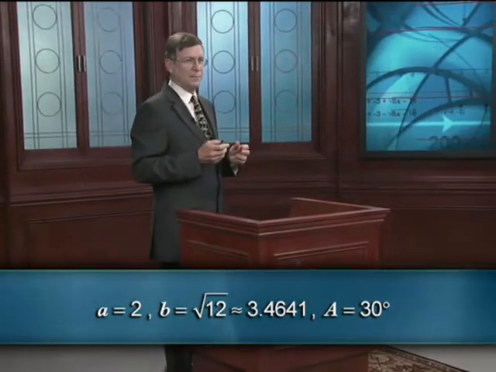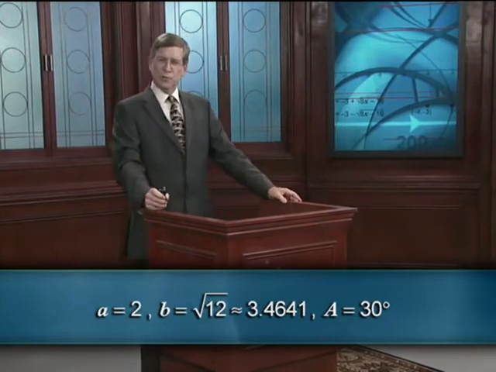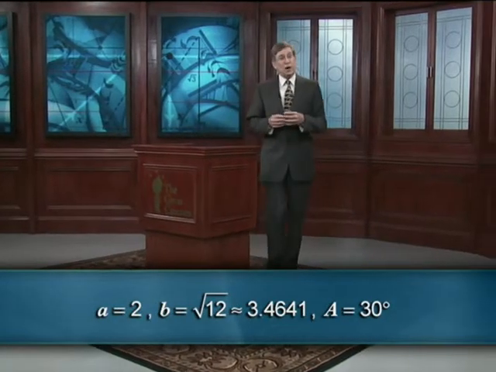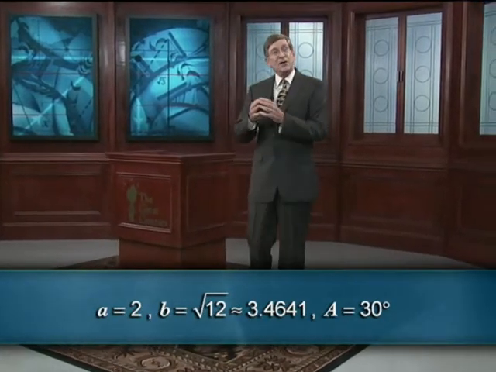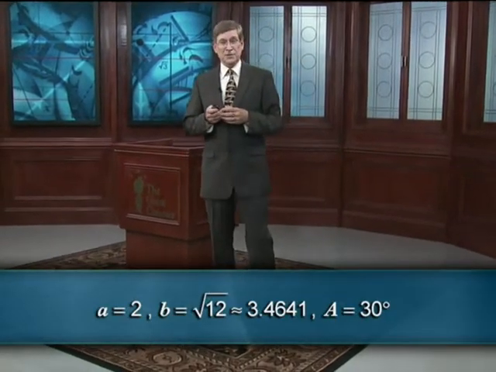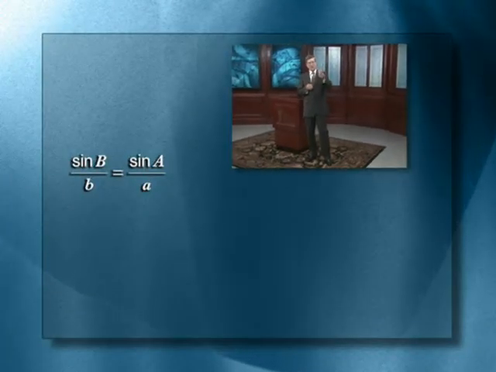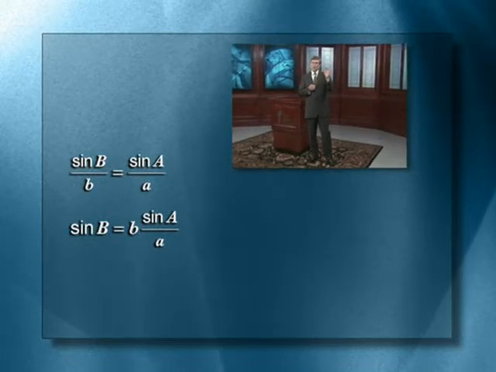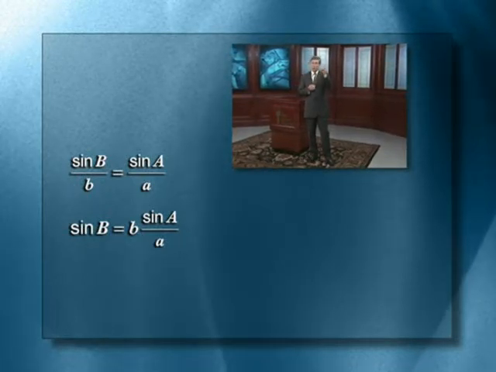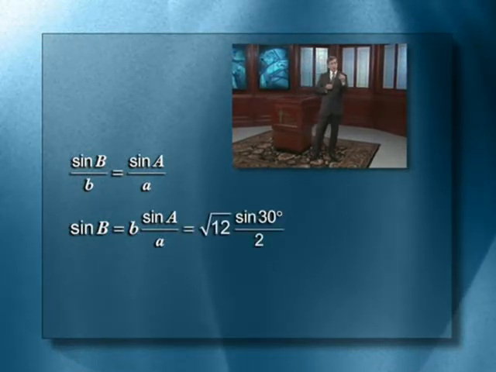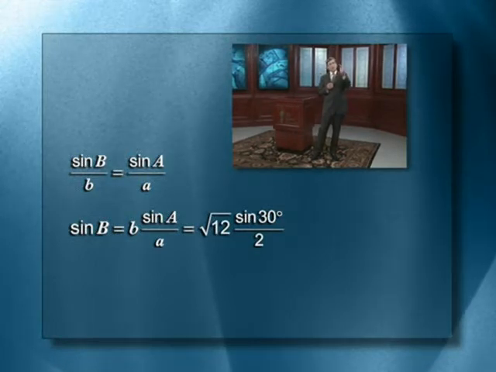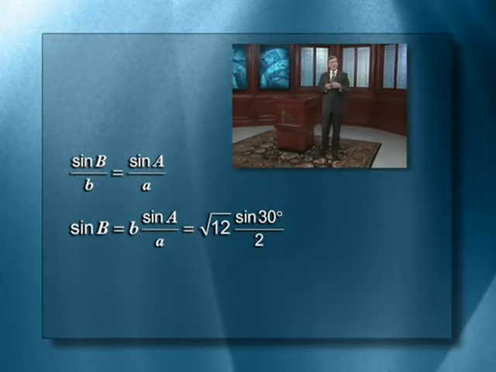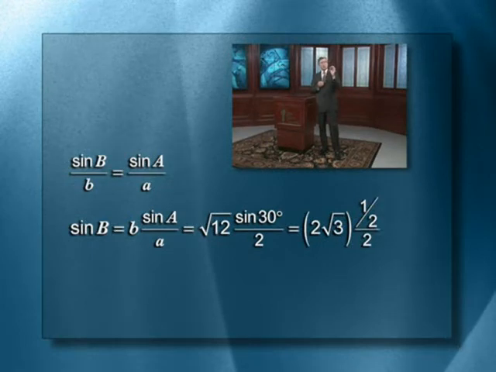So there's the setup. A is 2, B is the square root of 12, and the angle at A is 30 degrees. All right, let's use the law of sines, of course. Sine B over B is sine A over A. So sine of B will be B sine A over A. We know all three characters. Square root of 12 times sine 30 divided by 2. And that turns out to be 2 square roots of 3.